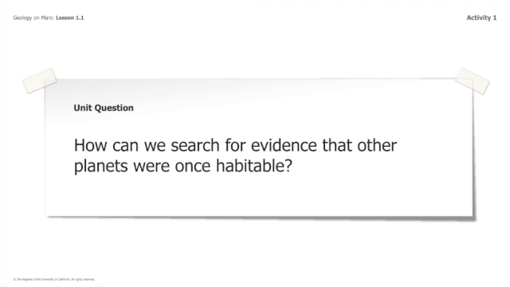So in this unit, in the next couple of chapters, we're going to be trying to find, overall, how can we search for evidence that other planets were once habitable? So saying that they were once able to support life in the past. That's what we're going to be looking for throughout the unit.